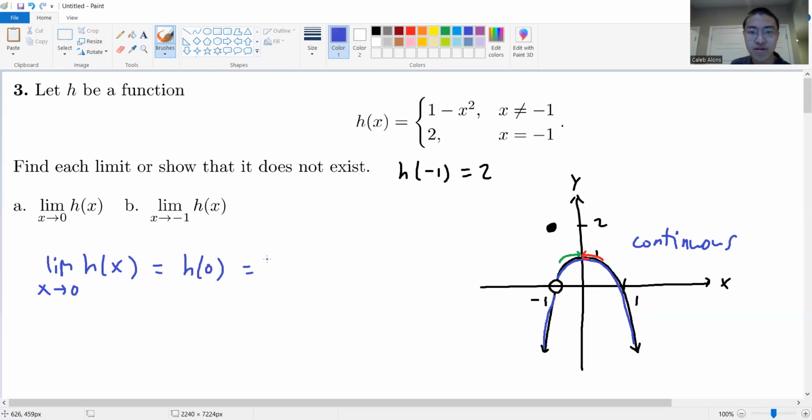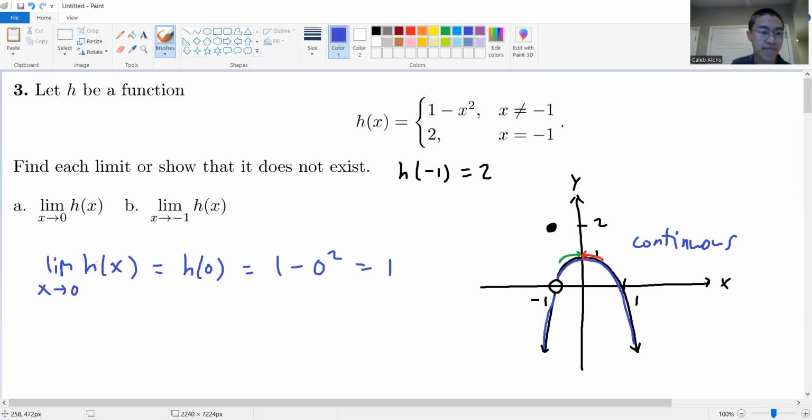And h of 0 is 1 minus 0 squared, and I'm getting that from here. That's just 1. So the graph looks like it's going to approach 1. So there are different ways you could do this. You could look at the graph and say it's approaching 1 from the left and the right. So the limit as x approaches 0 is going to be 1.